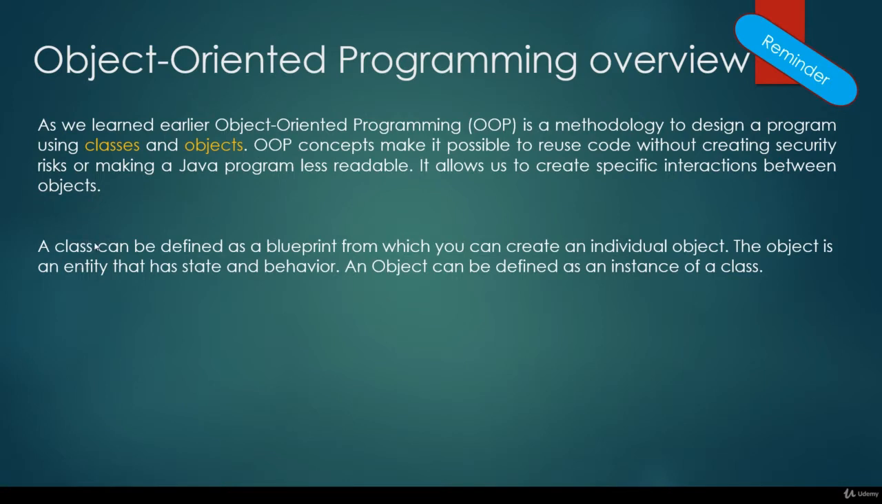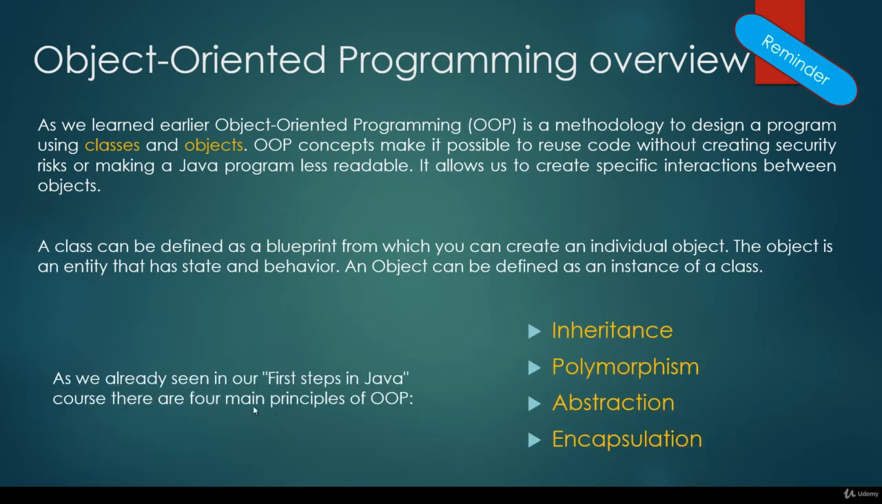A class is basically a blueprint from which you can create an individual object. So when we instantiate a given class, this is when we end up with a given object. The object is an entity that has state and behavior. An object can be defined as an instance of a class. And this is what we have been talking about as far as memory management is concerned: whenever we instantiate a class, we create an object on the heap memory. So every object is present on the heap memory.